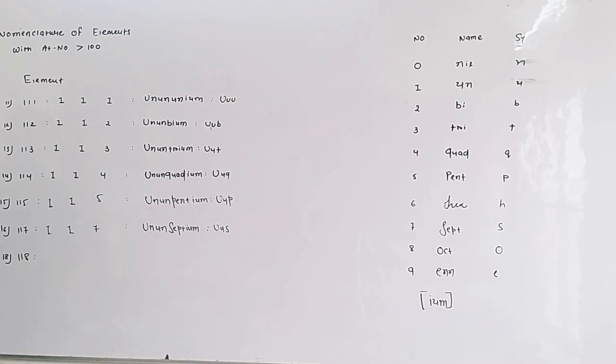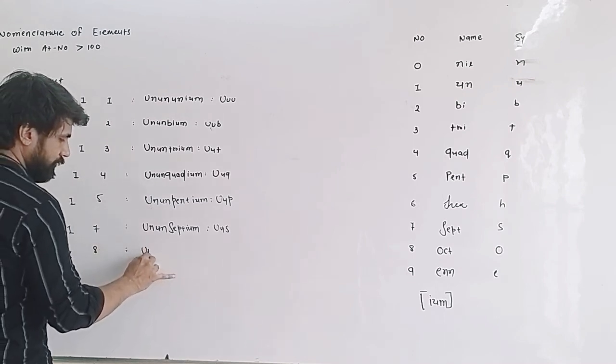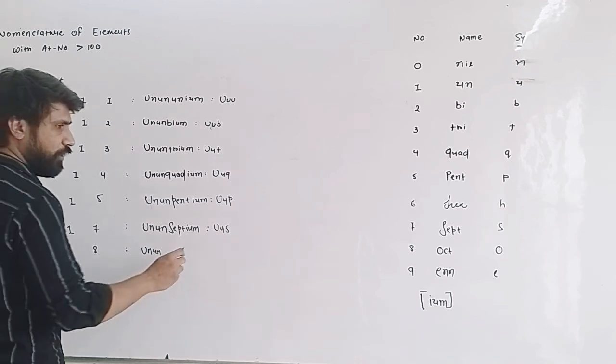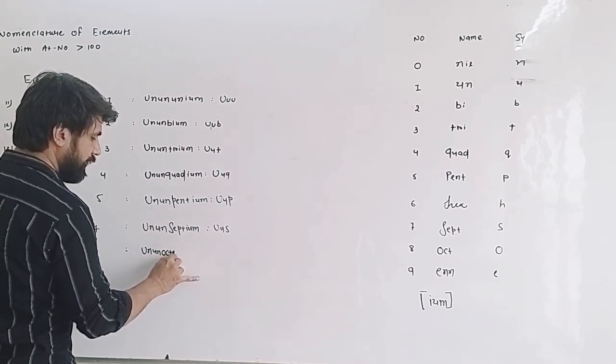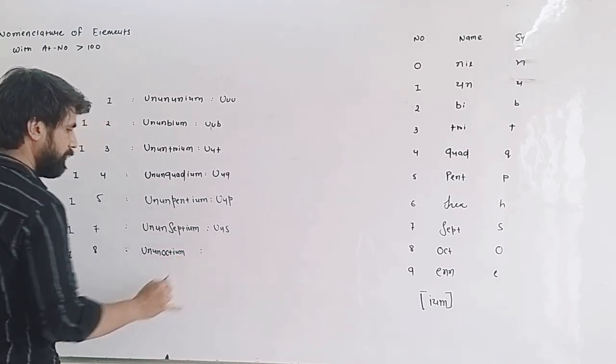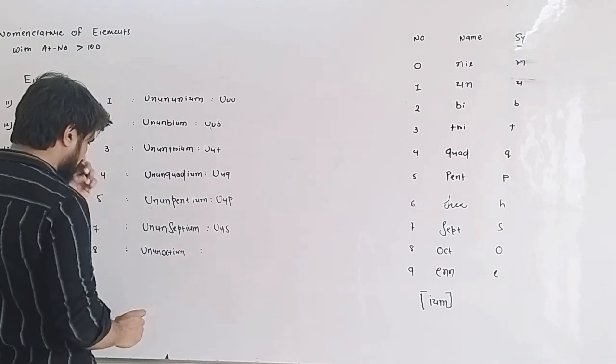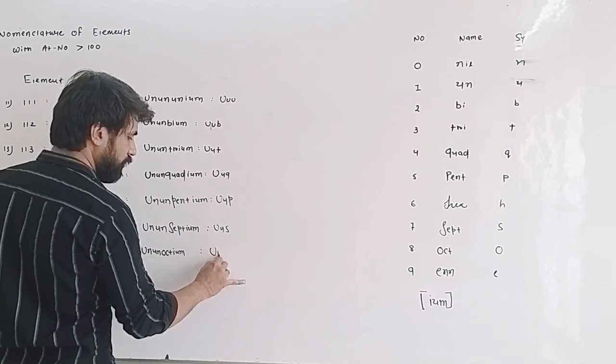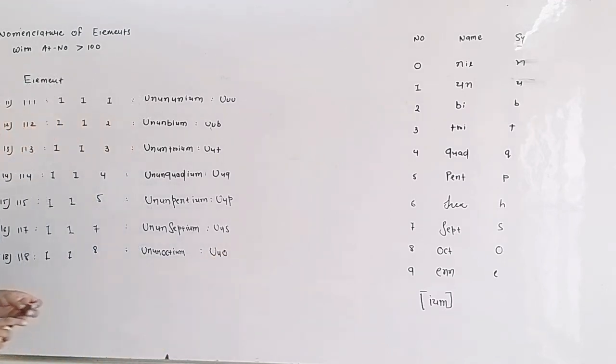1 1 8, element 118. Okay, 1 means what? Un, again un, 8 means what? It is oct, and ium. Okay, so that is symbolized as what? Symbolized as Uuo. So that is completed.